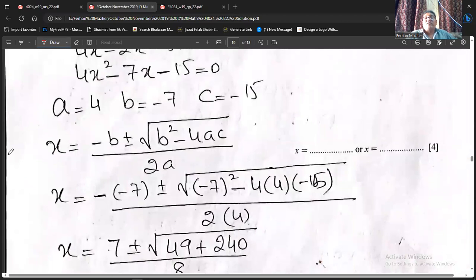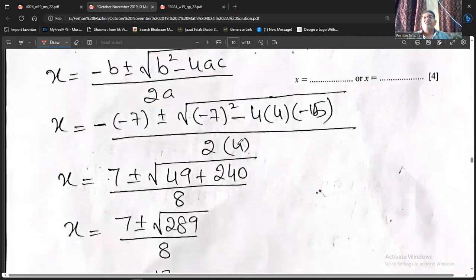So here I'm going to apply the quadratic formula. The coefficient of x squared is a, that is 4. The coefficient of x is b, that is minus 7. The constant term is c, that is minus 15. The quadratic formula is minus b plus or minus the square root of b squared minus 4ac, the whole thing divided by 2a. Just substitute the values of a, b, and c here. Minus (minus 7) plus or minus square root, and under the square root we have (minus 7) squared minus 4 into 4 into minus 15. And downstairs we have 2 into 4.